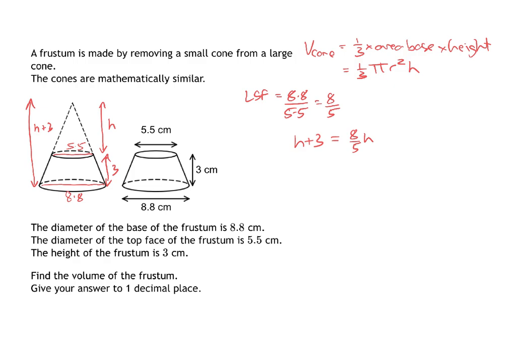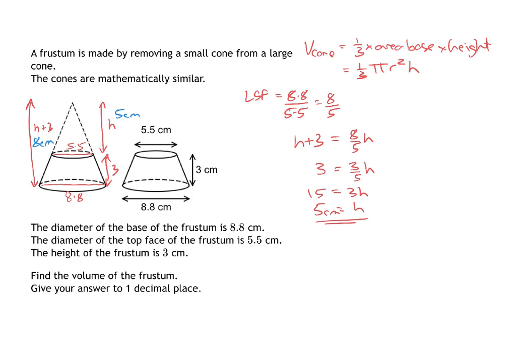First thing is subtract h from both sides. So I take h away from here, leaving me with just 3. And I take h away from 8/5 of an h. So 8/5 of an h, take away a whole h. Well, a whole h is 5/5. 8/5 take away 5/5 is 3/5. So that's 3/5 h. Multiply both sides by 5, giving 15 equals 3h. Divide by 3, and h is equal to 5 centimeters. So now I know the height of my small cone is 5, and the height of my big cone is going to be 8.